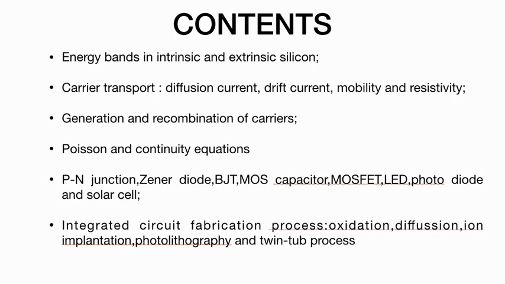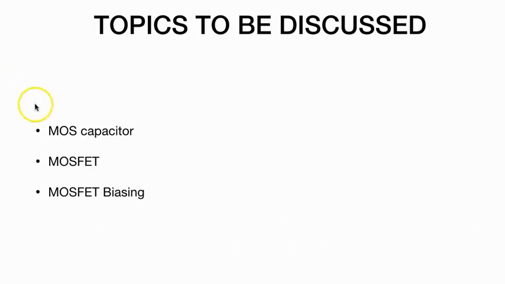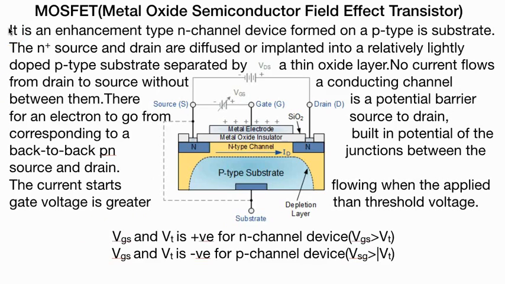Today's topic for our discussion will be MOSFET. We will be covering everything related to this topic, its internal structure as well as its external functions. So, moving with the content of our syllabus, we will be discussing MOSFET and integrated circuit fabrication process. The topics to be discussed will be MOSFET, capacitor and MOSFET bias.